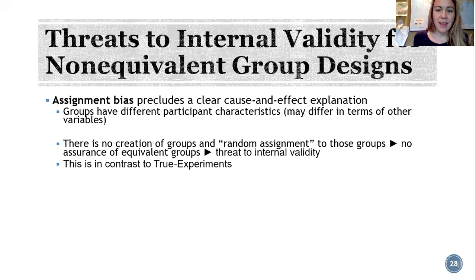So this is an example of something that we're going to learn about more in weeks to come, called assignment bias. We want to avoid assignment bias if possible, because it interferes with our ability to establish a clear cause and effect explanation. Because of assignment bias, there may be some bias in how people move into these different groups. Our groups might have different characteristics. They might differ in terms of other variables. And this is a real threat to our ability to say that it's the dog ownership that contributes to their happiness.